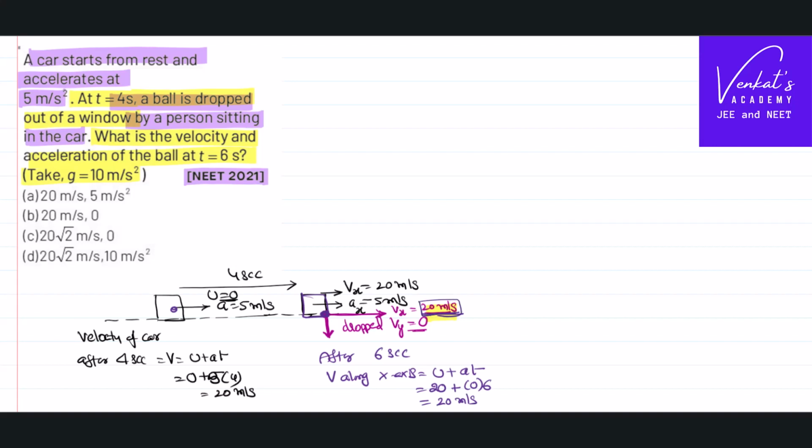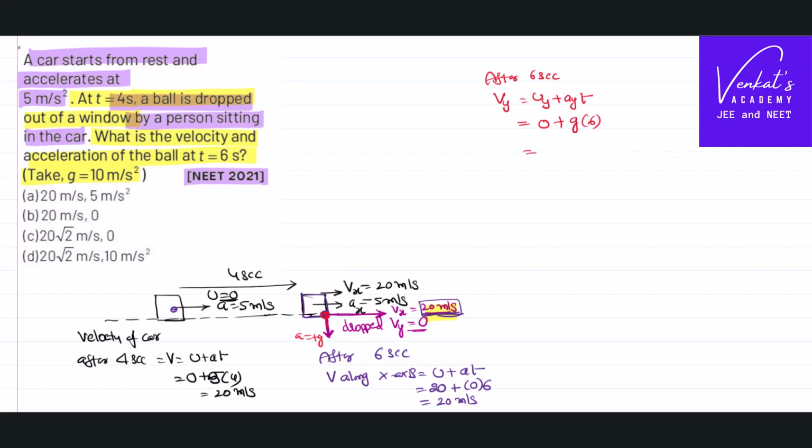How about the velocity along the y direction after 6 seconds? Let us try to find out, right? After 6 seconds, Vy is the same formula: Uy plus Ay into t. Uy, it is dropped from the car, so its initial velocity equals 0. Ay is plus g because it is coming down.